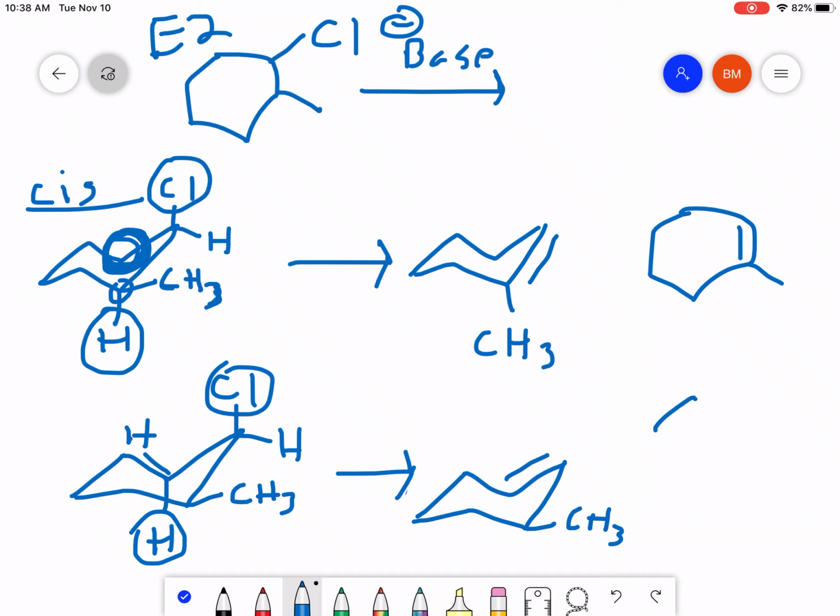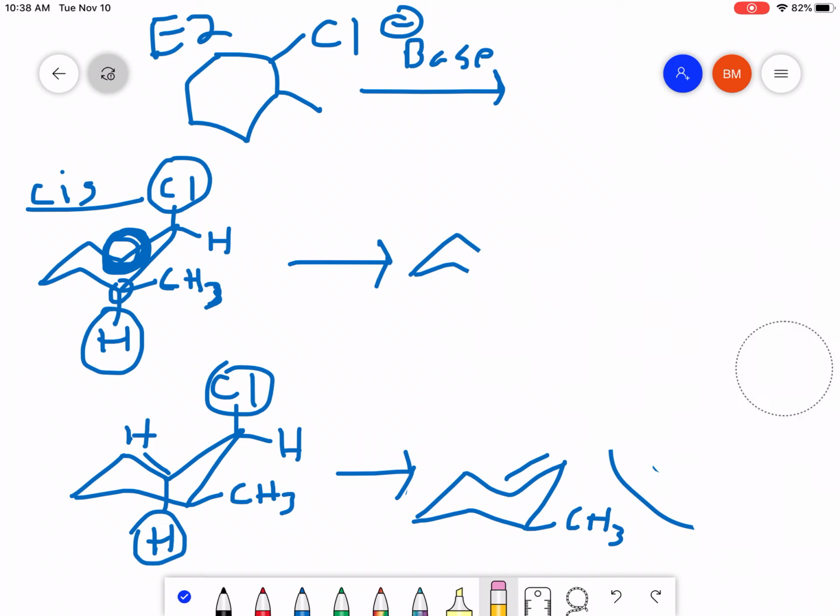And if we translate this to the hexagon, we get this. Those are two distinct alkene products. All right, so working off the cis version gives us those two. Okay? All right, well, let's see what happens when we work with the trans.